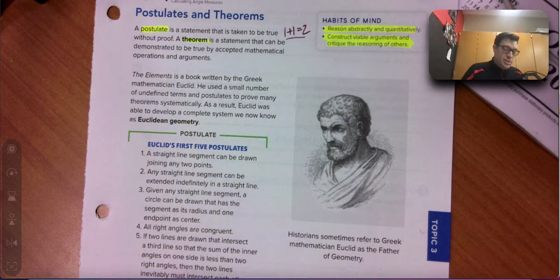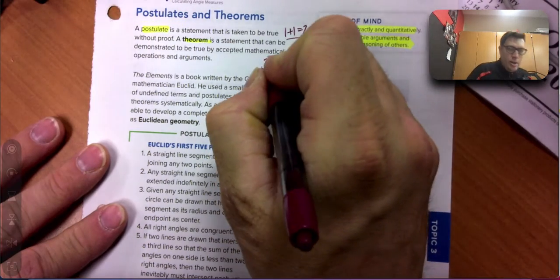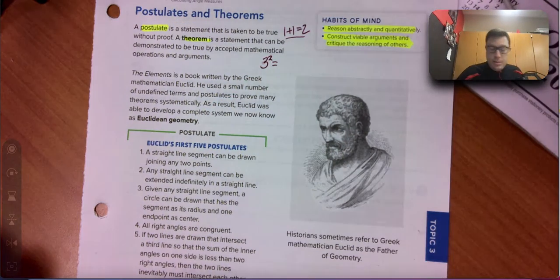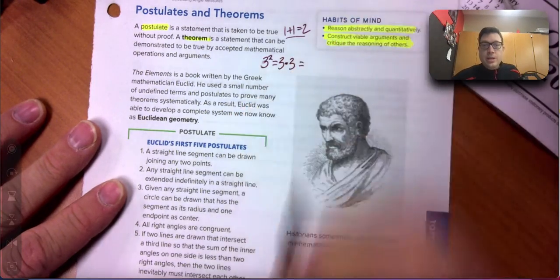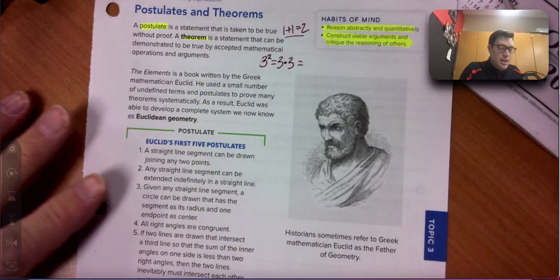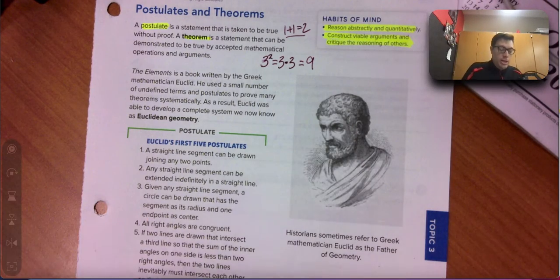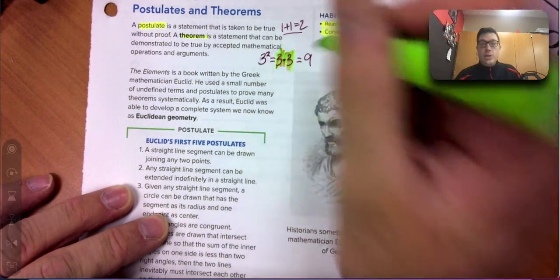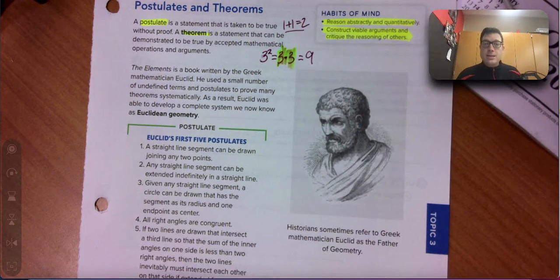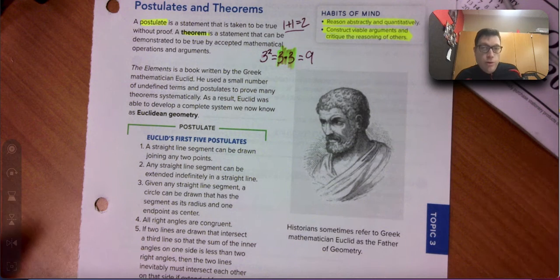A theorem is a statement that can be demonstrated to be true by using accepted mathematical operations and arguments. Maybe you didn't realize it, but 3 squared really means 3 times 3, and 3 times 3 is 9. So for us, as a theorem, if you didn't know what squared meant, you might need to be reminded that squared, like the little 2, means you have to take the 3 and multiply it by itself twice. 3 times 3. That's a theorem because you have to prove it with concepts.